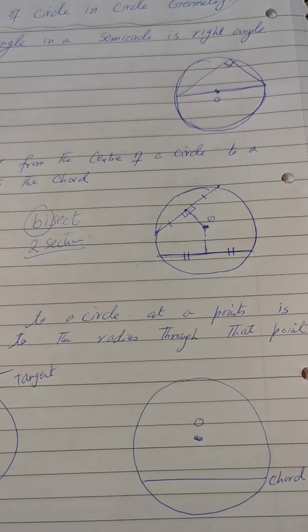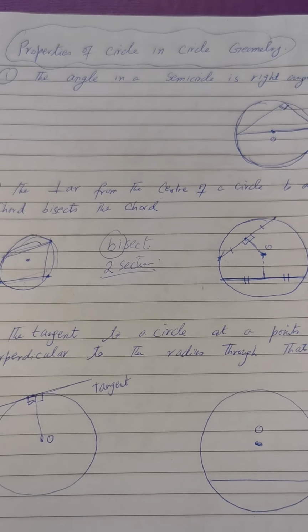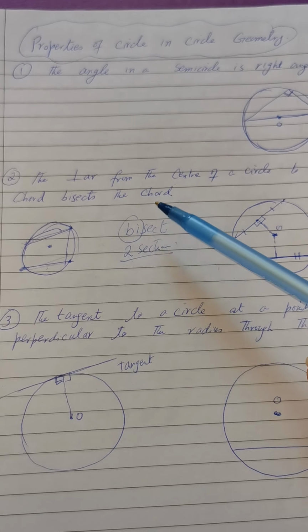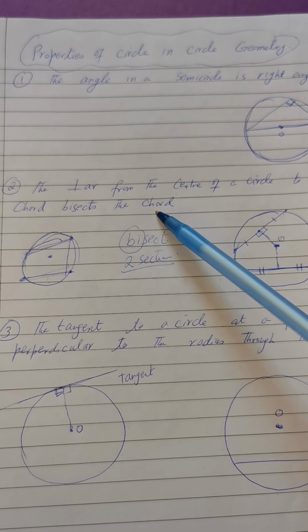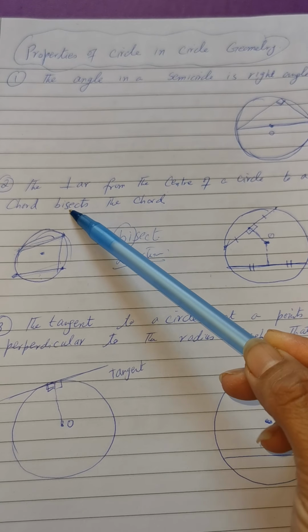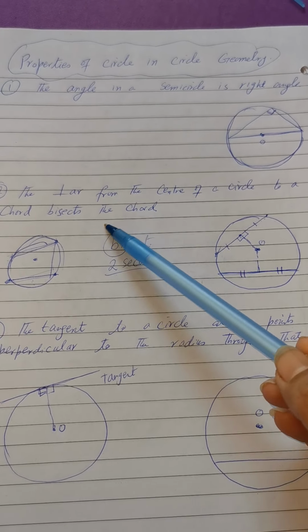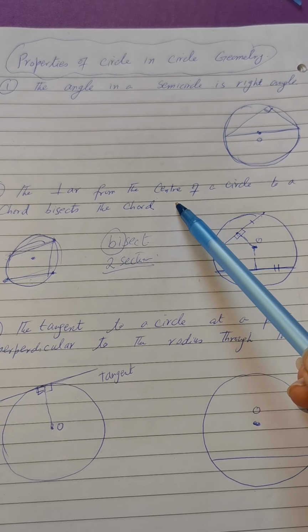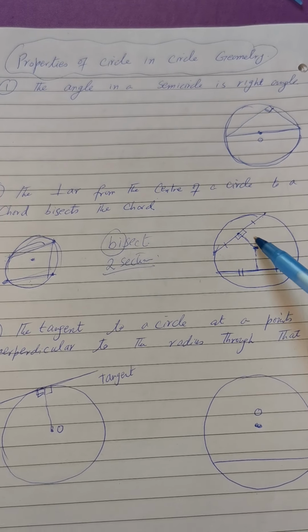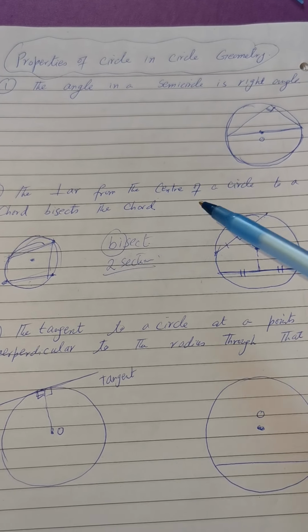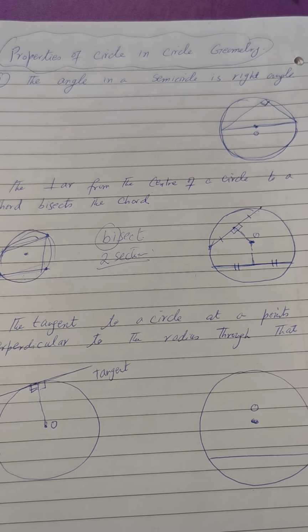Both have the same meaning. Now I will show you the converse of this property. The converse will be like that: if the chord bisects at a point from the center of the circle, then this line is a perpendicular. This will be the converse of this property, right?